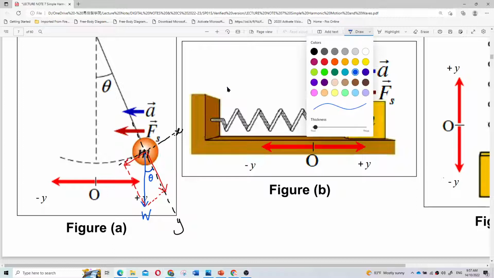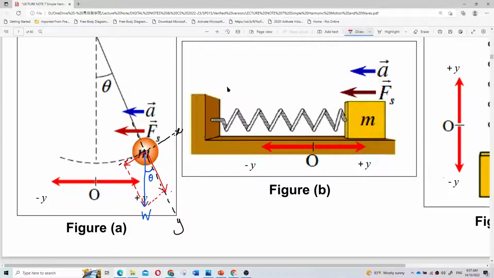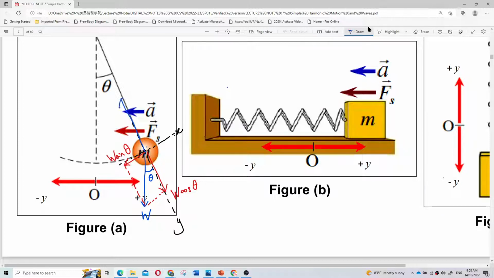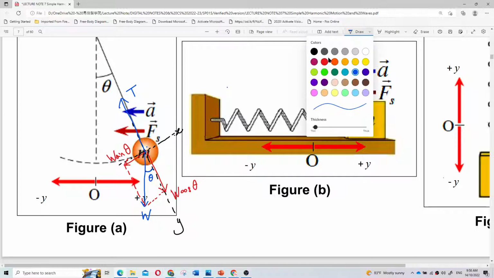What is the x component? I use the red color. Red color looks nice to me. How about the x component? X component is W sine theta. Okay? W sine theta. So, can you see here? And then, in the string here got what force? Tension. Bagus. So, you tahu tak? Sekarang you sudah tahu.